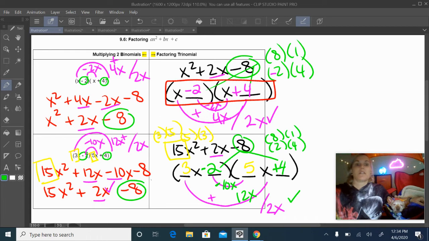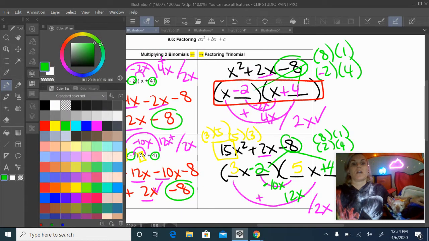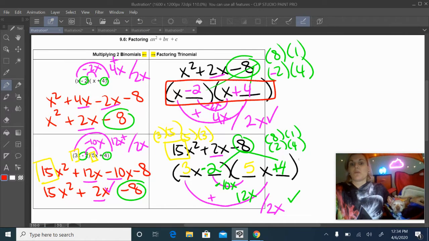Okay, so let me check on the left to make sure we got it. We did, and we just happened to get the right order. So that's my final answer. So let's box that up. Okay, we're going to do some more examples, but that's at least how I factor.